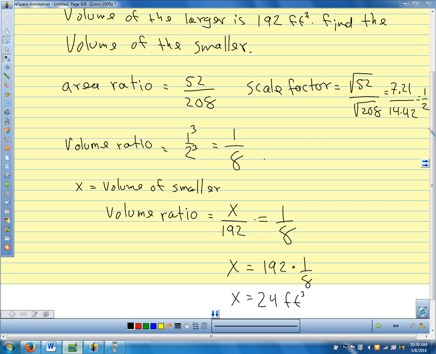All right, questions there? So this is really the key to this section, using your scale factors, using your ratios to find other pieces of information. And this is exactly like what we did with our area ratios in chapter 10 with similar shapes.